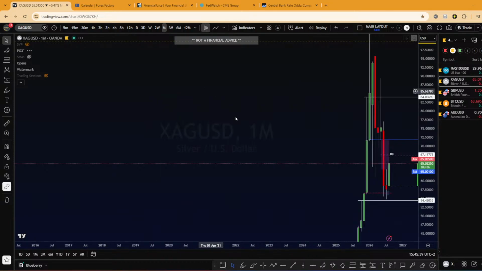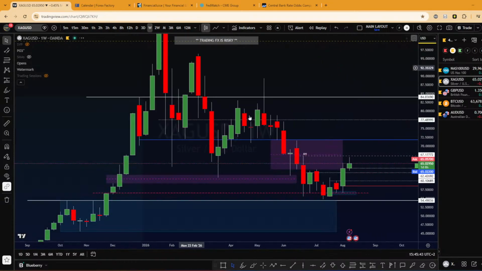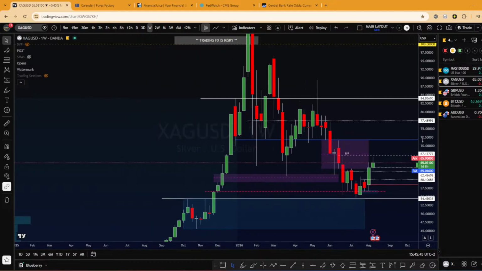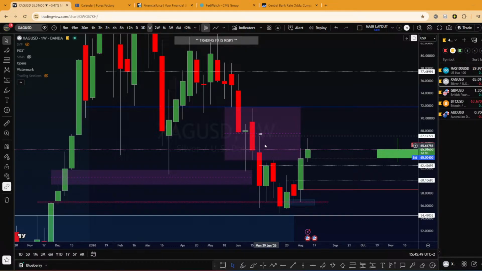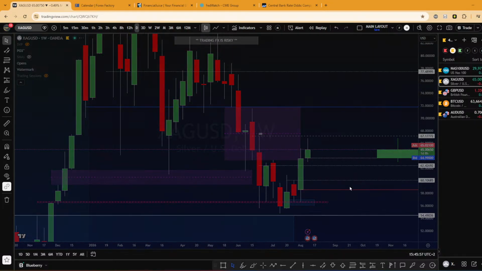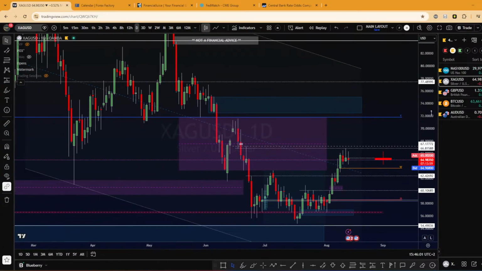See if I go, for example, on monthly time frame, monthly is bullish. Okay, weekly time frame we are still bullish. Okay, we have this high to target. Maybe we have some room to target again this high on daily.